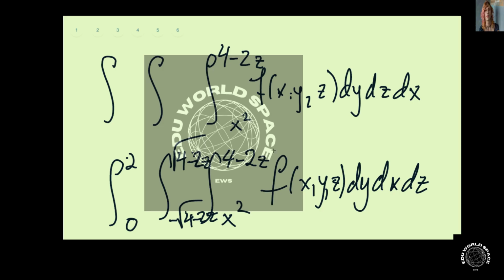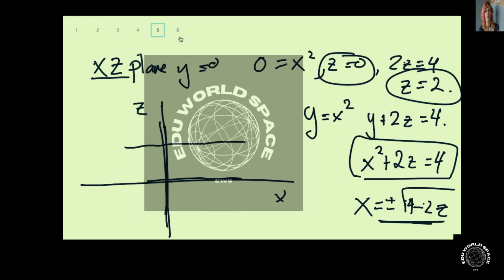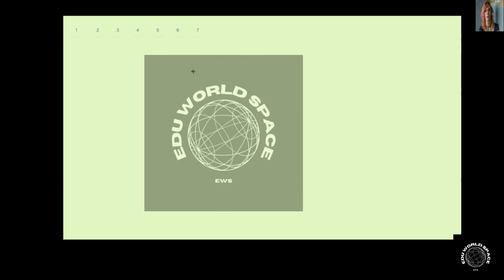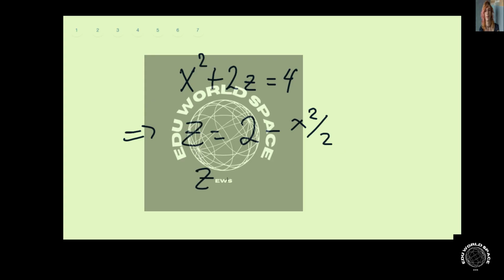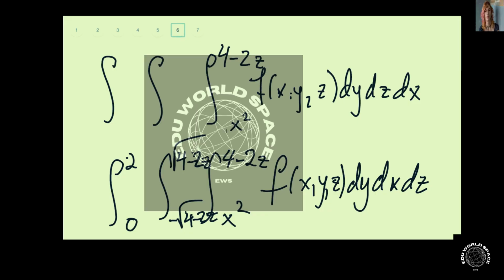Okay. Now for this guy up here, still got x squared, still got 4 minus 2z. And now we need to figure out, well, how x and z are changing with respect to one another, right? So let me make a new. We've got, so what do we have? We got x squared plus 2z is equal to 4. So what does this mean? So z is equal to 2 minus x squared over 2, and z is also equal to 0. So there are our changing bounds for z with respect to x. 2 minus x squared over 2.